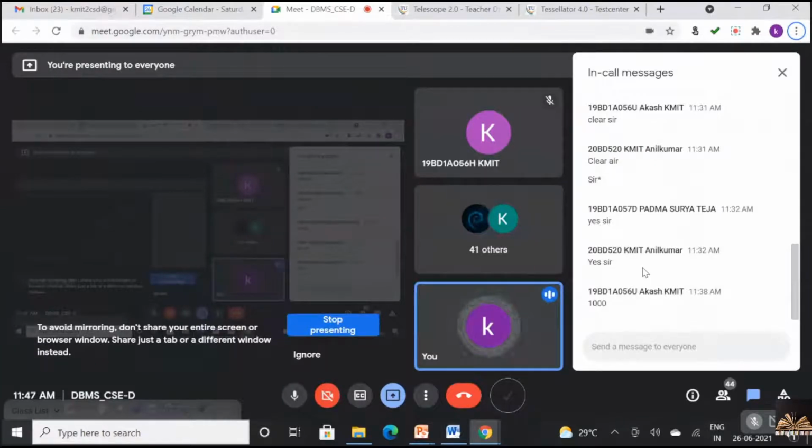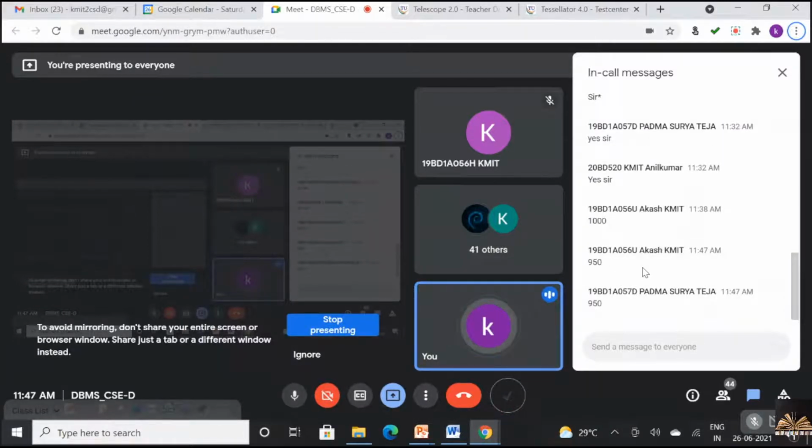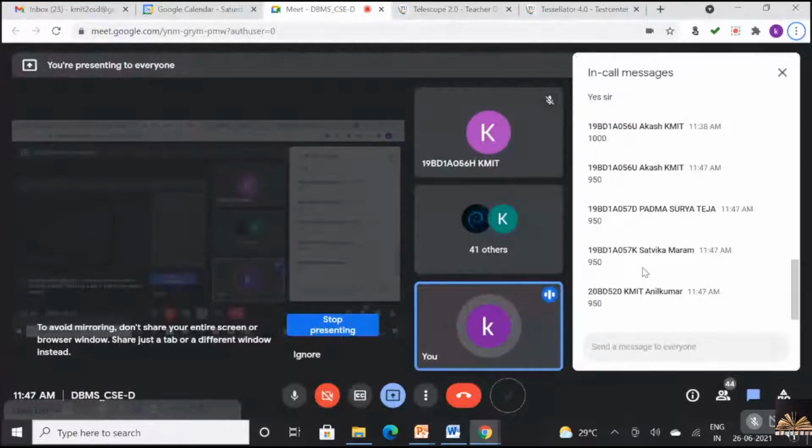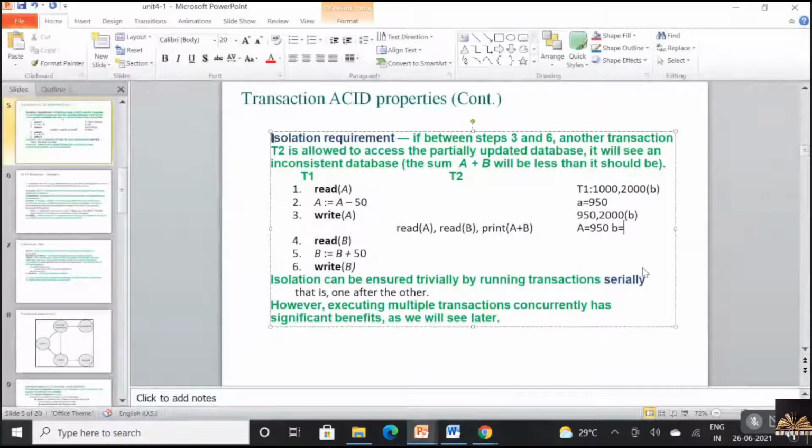Can any one of you specify? What would be the value of A read by T2? It is 950. Good. So A is equal to 950. And what is the value of B? The value of B is 2000 because I did not perform any modifications. 2000. Okay. Now again, here in T2 only, with respect to transaction T2 only, I am doing.